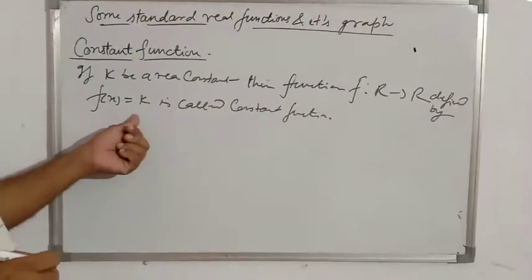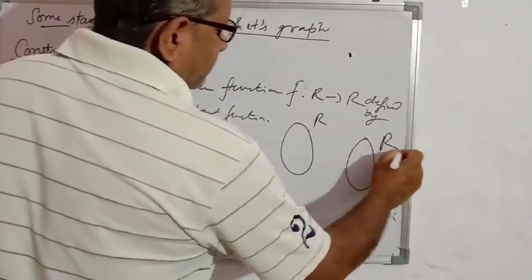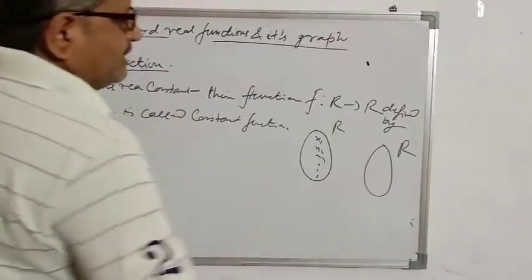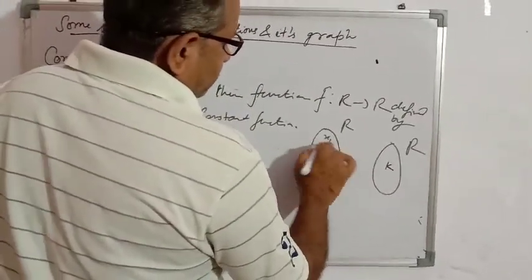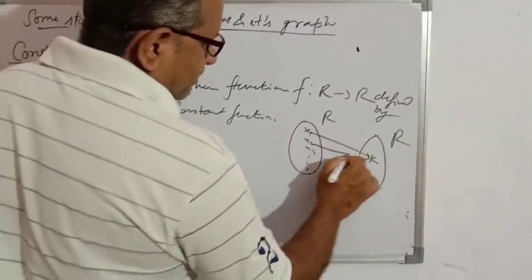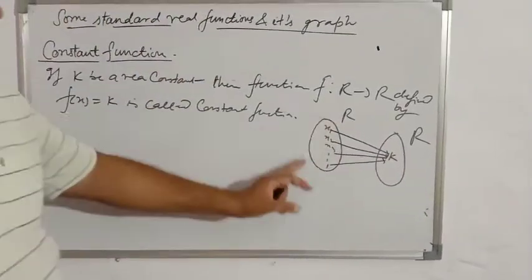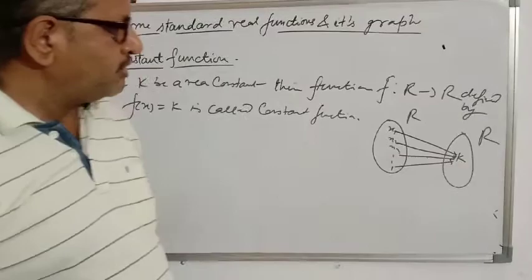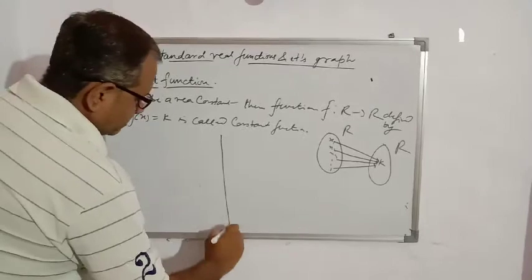What is the meaning of this? The domain is the real numbers, the codomain is also the real numbers. x1, x2, x3 and so on are the elements of the domain. In the codomain only k is there, so each element of the domain is associated to the same real constant k. Each element of the domain has the same image k. How will we plot the graph of this function?